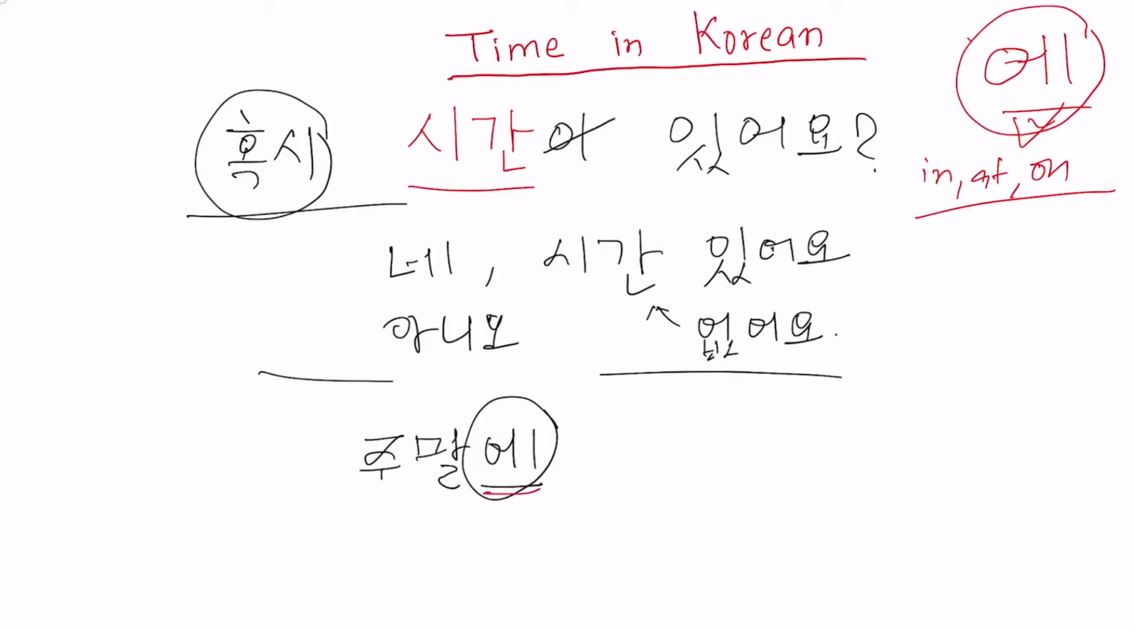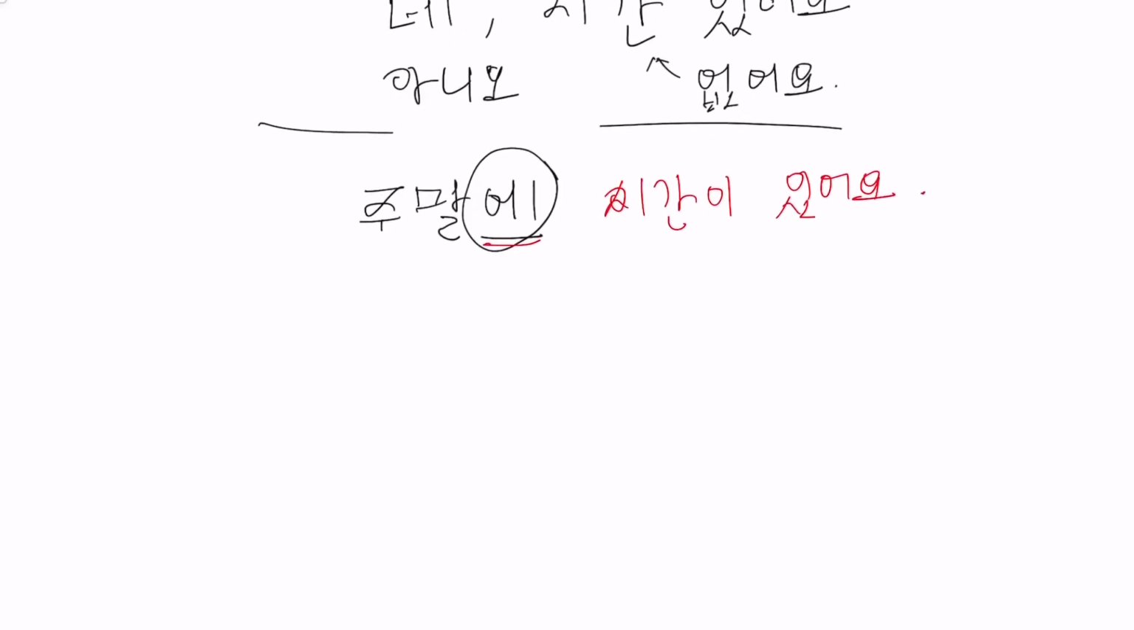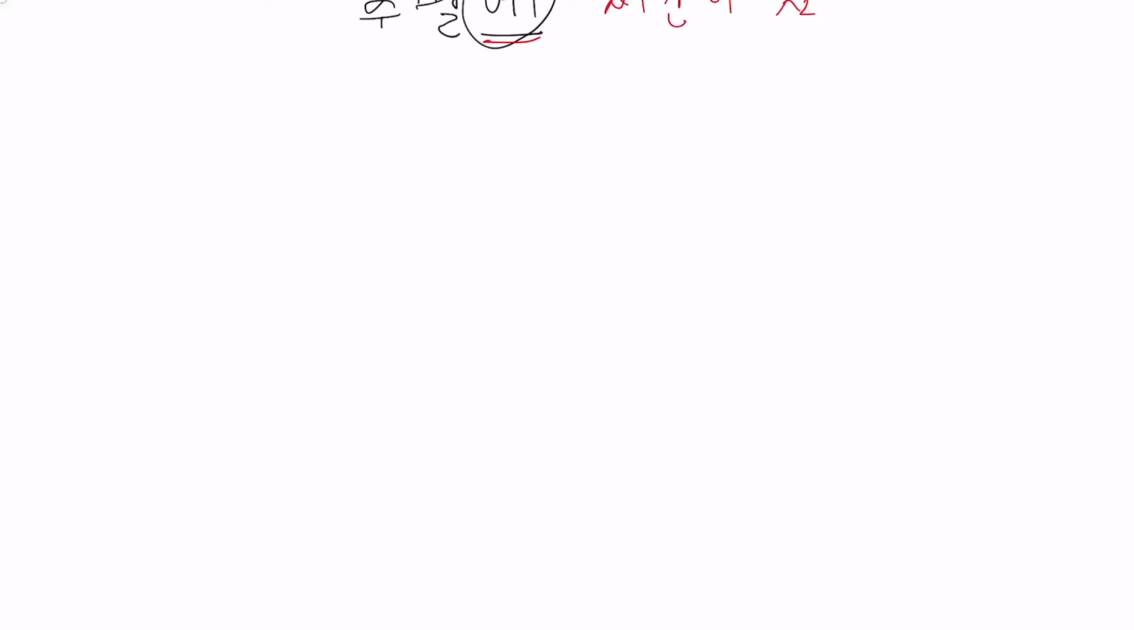So 주말에 시간이 있어요? And the answer can be 네 있어요. 아니요 주말에 바빠요. 주말에 시간이 없어요. That can also be correct. So that is time. Now let's see some other expressions.